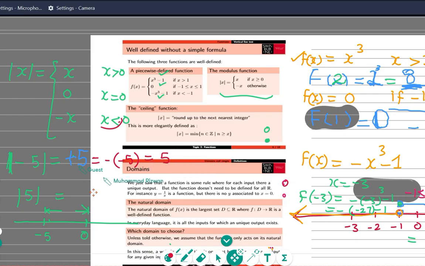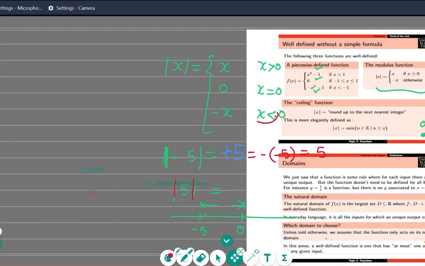So what is the answer? The modulus of 5 is also 5. Distance is also positive. Remember it, okay? Good question. For example, I draw the real number line. Minus 5's distance from 0 is also 5. The modulus of minus 5 is 5. How can you get 5?